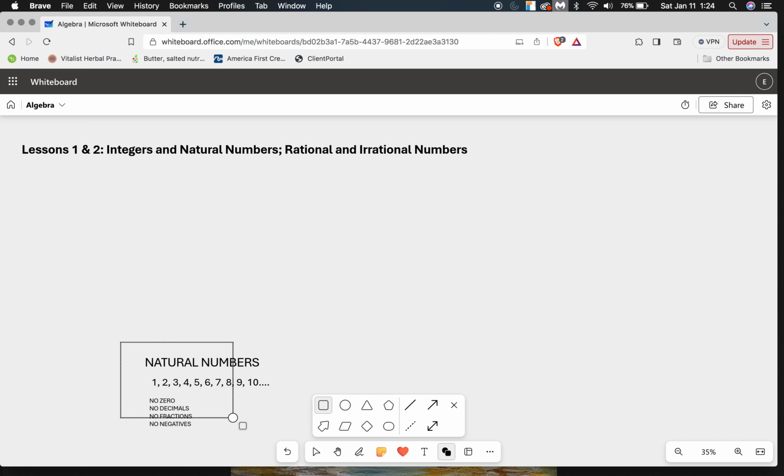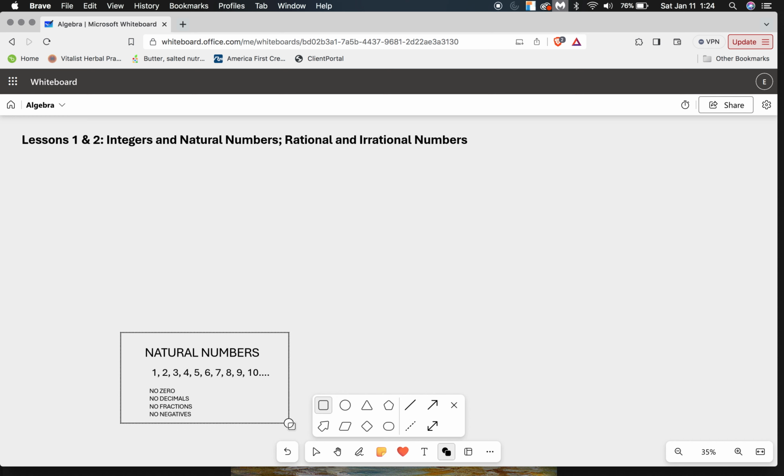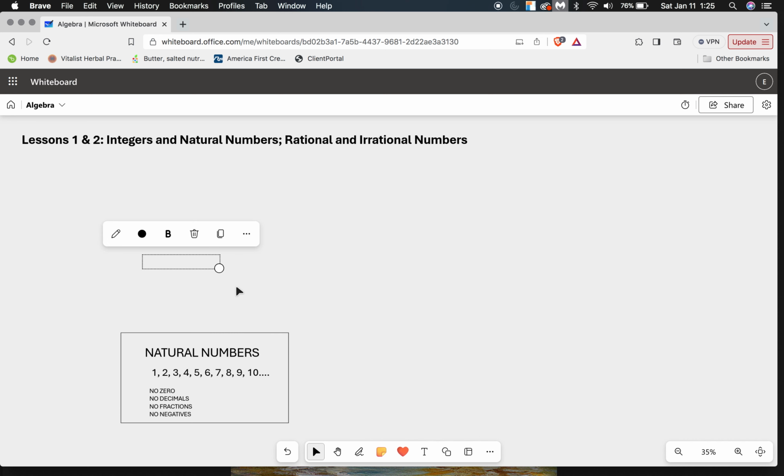But we know that there are more numbers in this world than just natural numbers. So let's explore some more. Above natural numbers, we have what are known as whole numbers.